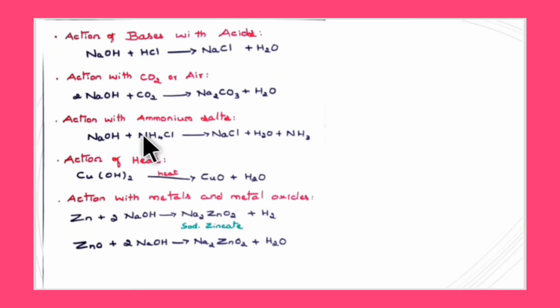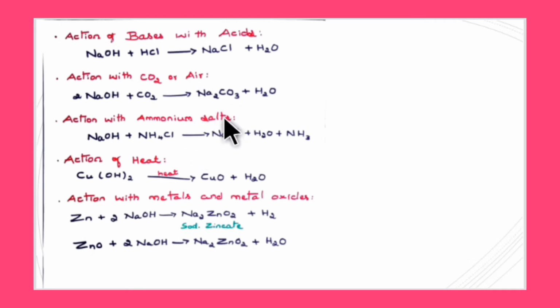Next, let us quickly check out the action of bases with other compounds. Here, the action of bases with carbon dioxide or air. Let us take an example. Generally, alkalis absorb carbon dioxide to form the corresponding metal carbonate and water. When air is passed through the alkali for a long time, the alkali absorbs carbon dioxide from the air and forms the corresponding metal carbonate.